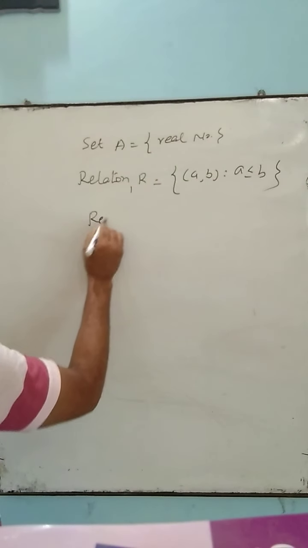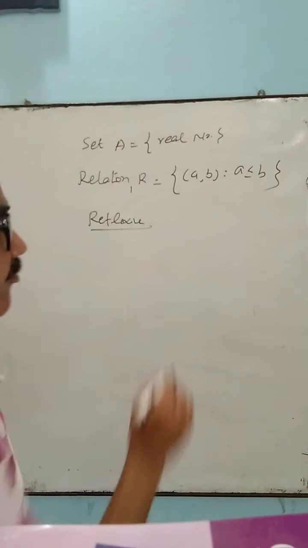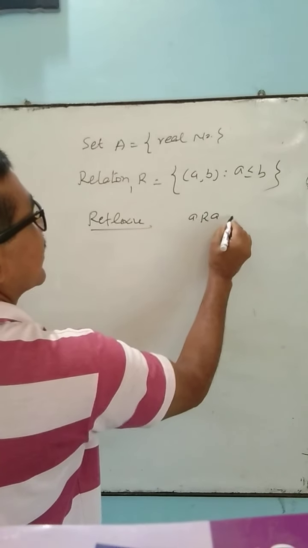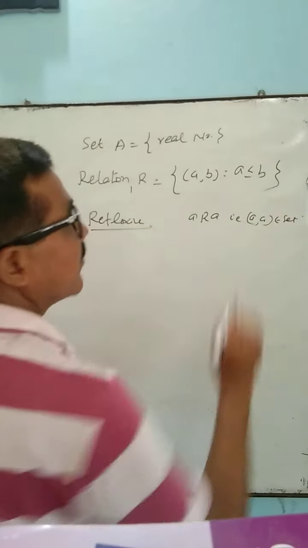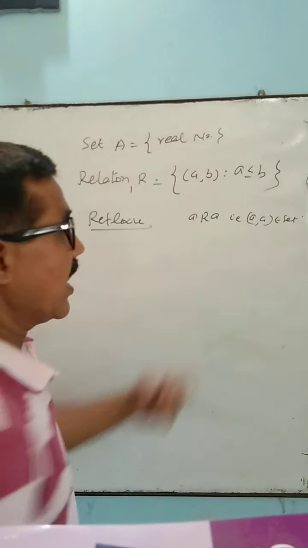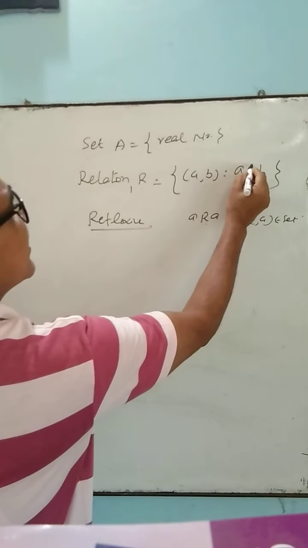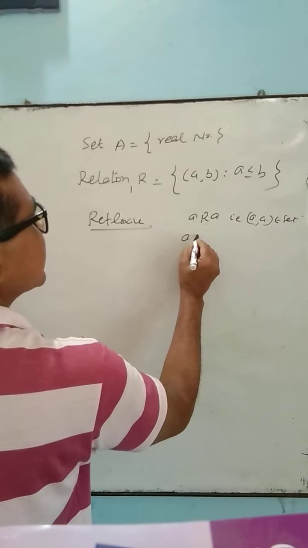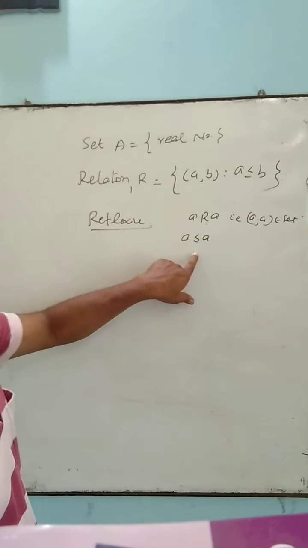So one by one I will explain everything. First check reflexive. What is the property of reflexive? Reflexive is: a must be related to a, that is, a comma a must belong to the given relation. I have written this property. Now look here at R. What is R here? R is less than or equal to. So a is less than or equal to a. Now if any one of these is true, then it is true.